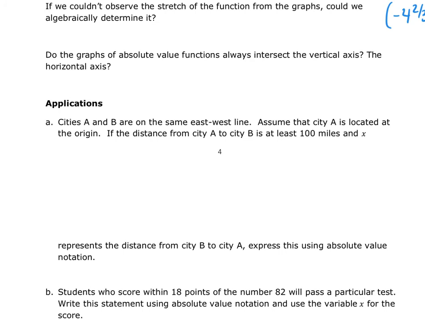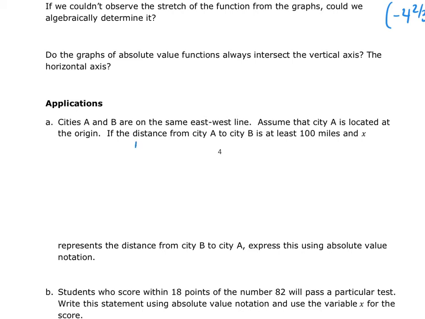City A and City B are on the east-west line. Assume that City A is located at the origin. The distance from City A to City B is at least 100 miles, and x represents the distance from City A to City B. Express this using absolute value notation.